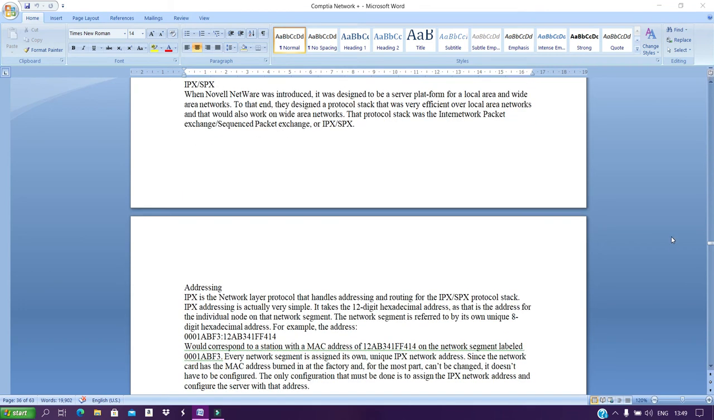IPX/SPX. When Novell NetWare was introduced, it was designed to be a server platform for local area and wide area networks. To that end, they designed a protocol stack that was very efficient over local area networks and that would also work on wide area networks. That protocol stack was the Internetwork Packet Exchange/Sequenced Packet Exchange, or IPX/SPX.